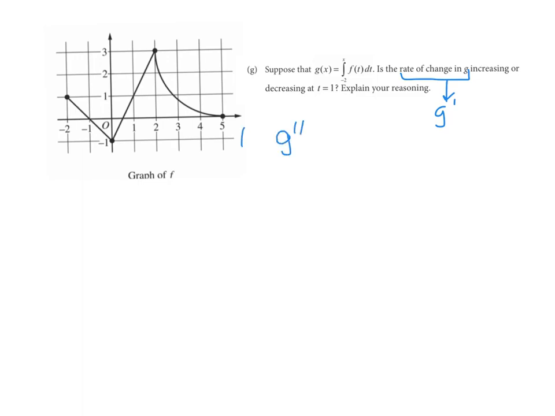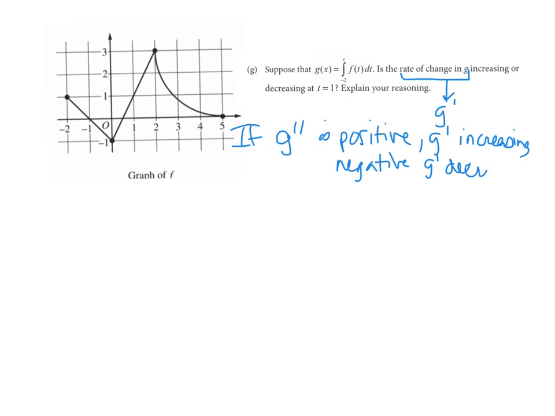So if G double prime is positive, that means that G prime is increasing. If it's negative, that means that G prime is decreasing. So if you miss reading the words rate of change here, it's very easy to make a mistake on that. So just keep that in mind. Just read these types of problems really carefully.